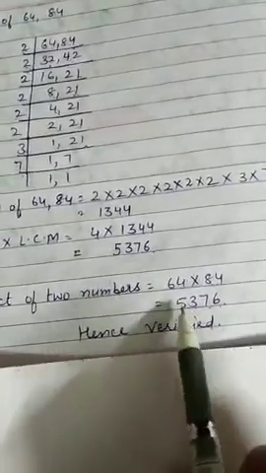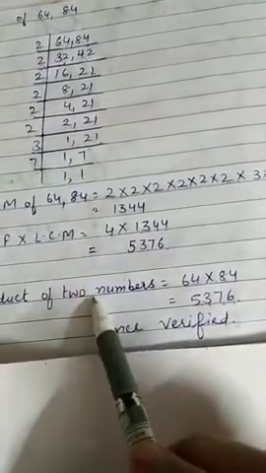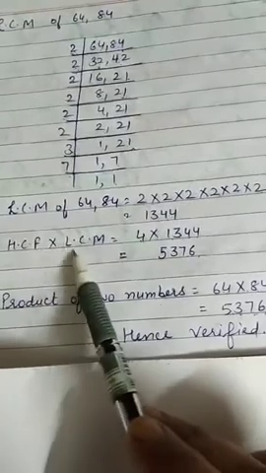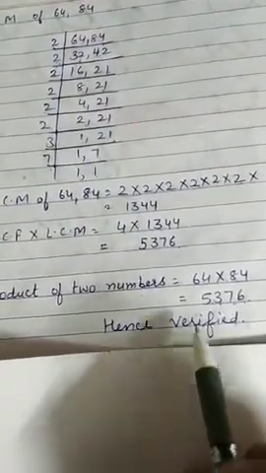You can see that both the numbers are the same. It means the left hand side is equal to the right hand side. It means the HCF multiplied by LCM is equal to the product of the two numbers. So hence it is verified.